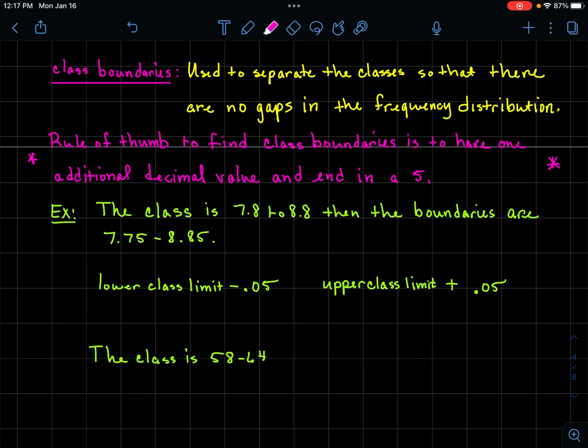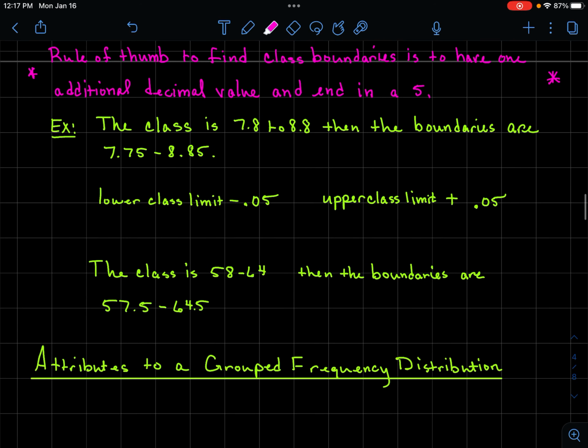We're going to subtract 0.5 from 58 and add 0.5 to 64. So the boundaries are 57.5 to 64.5. All right, now we know how to find the boundaries. We've got an idea what the upper class limits and lower class limits, the boundary limits, and so on.